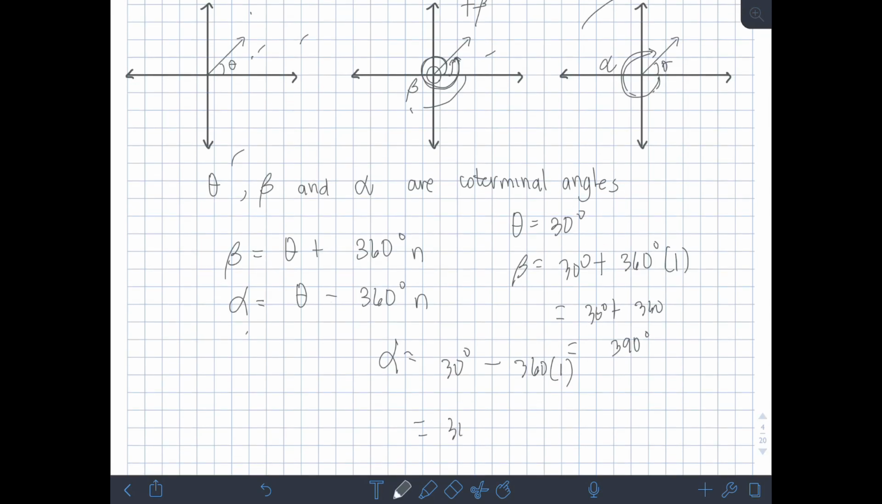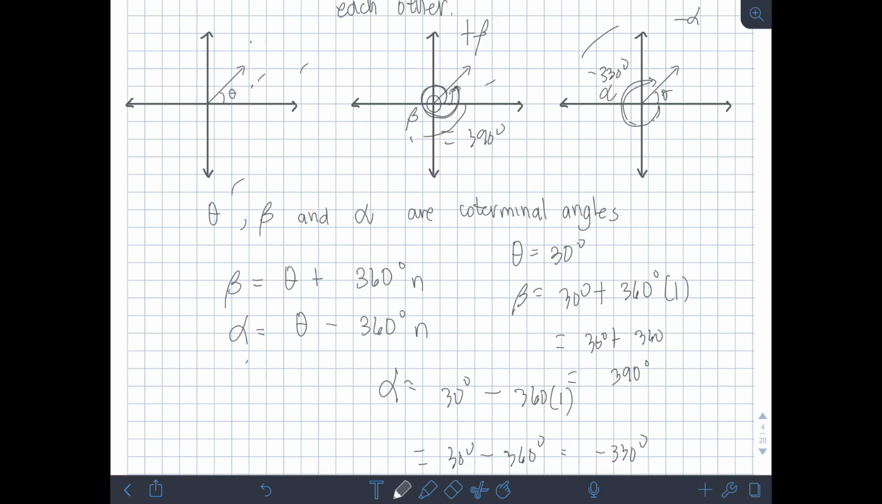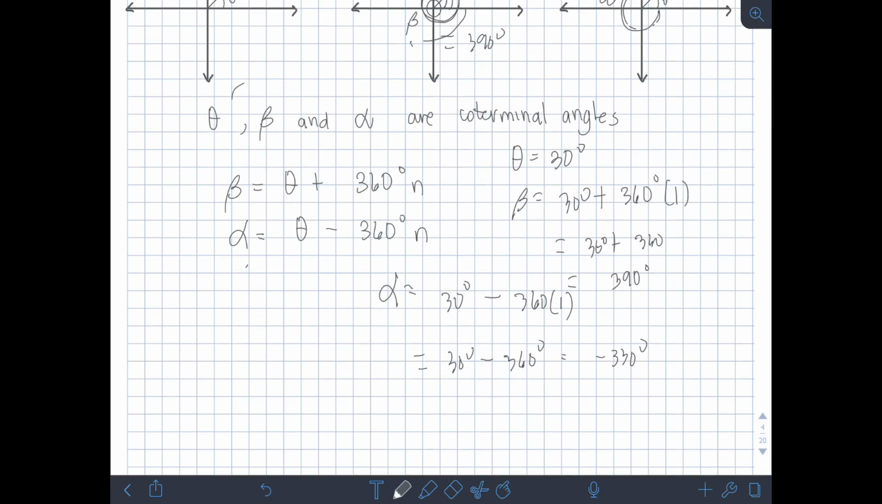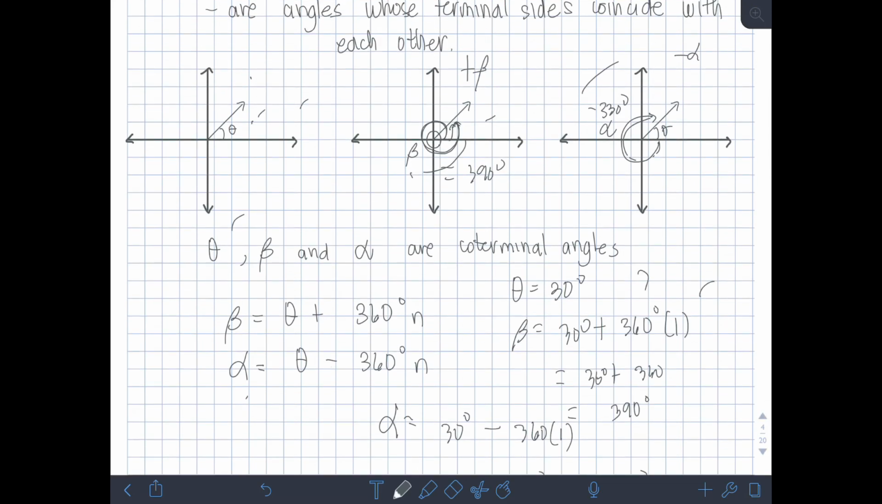So, we have 30 degree minus 360 degree, we have negative 330 degree. So, itong alpha ay negative 330 degree, tapos itong beta is 390 degree. Okay, so ito yung formula natin para mahanap yung coterminal angles. So, pwede nyo rin i-substitute dito yung n na 2. So, magiging ito ay 720 plus 30 or 750.